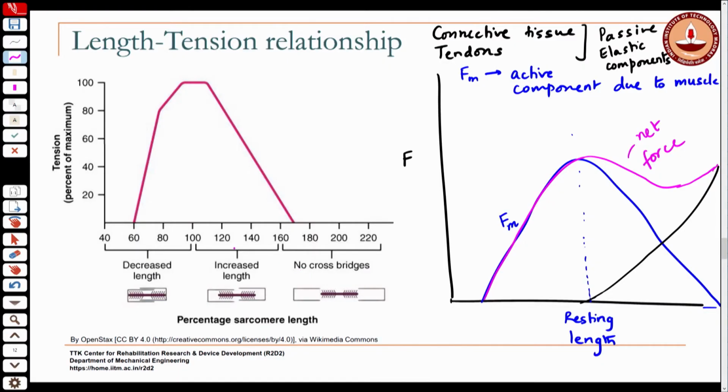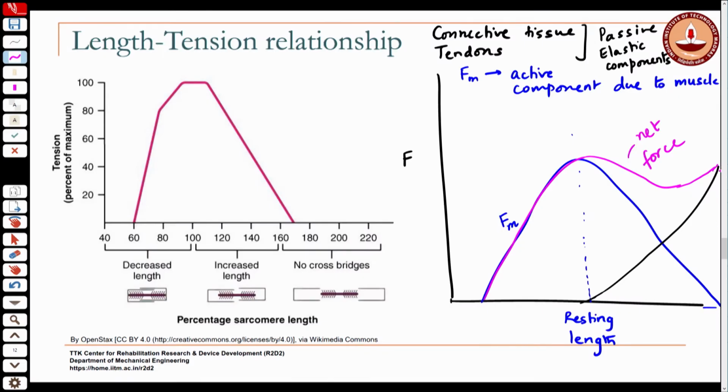So, you saw with the sarcomere that when it is past the resting length, the force drops off, right. So, after a point you can't even apply the contractile force, but you still have resistance. That resistance is only due to the passive elastic component. So, you see here after it drops off, the two meet, the net force is only due to the passive component.